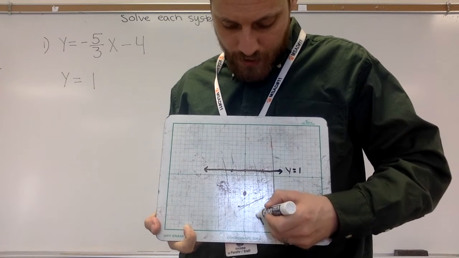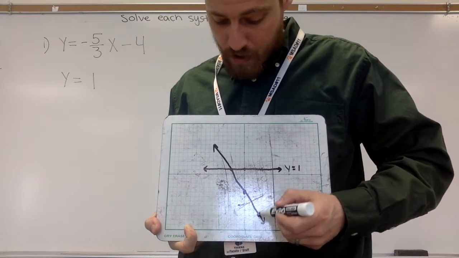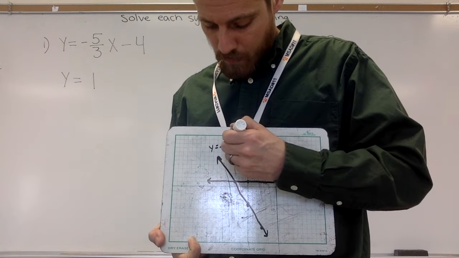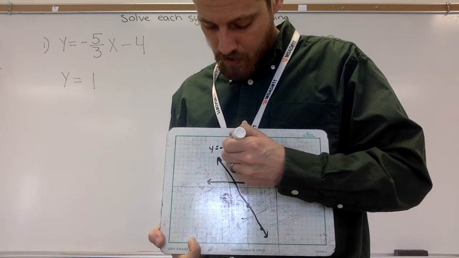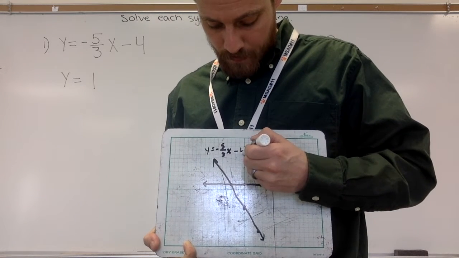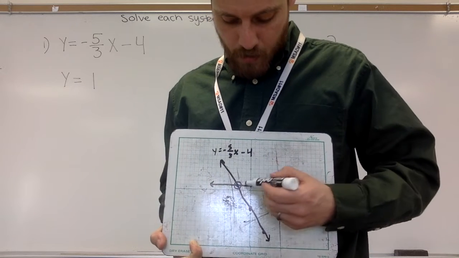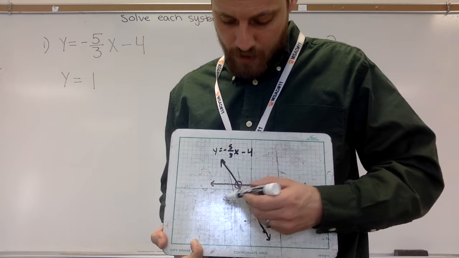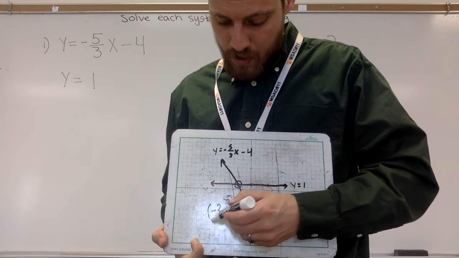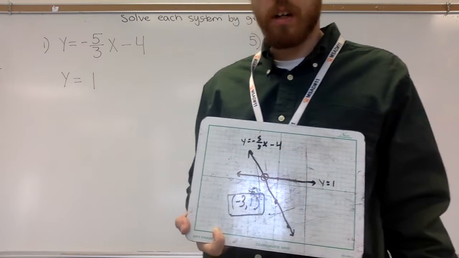And this is the line that I get when I say y equals -5/3 x minus 4. And I can see from my graph that they intersect at this coordinate point, which is left of the center by 3, and then up 1. So I have my solution of -3, 1.